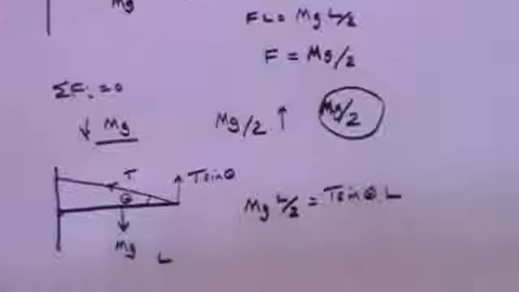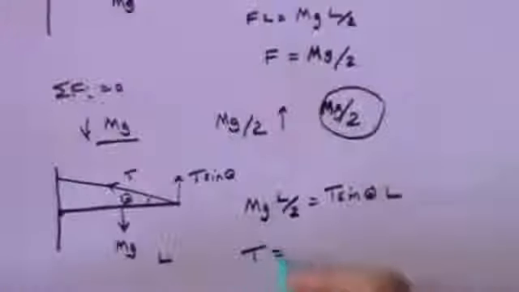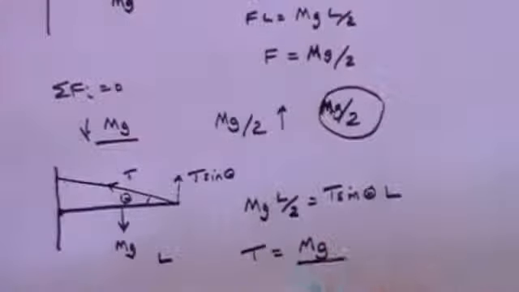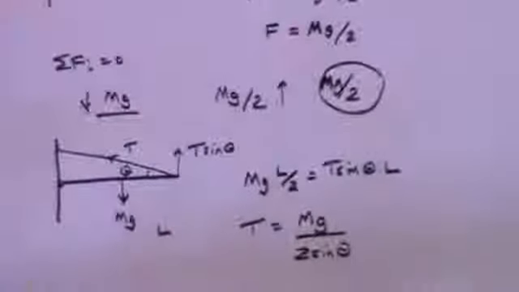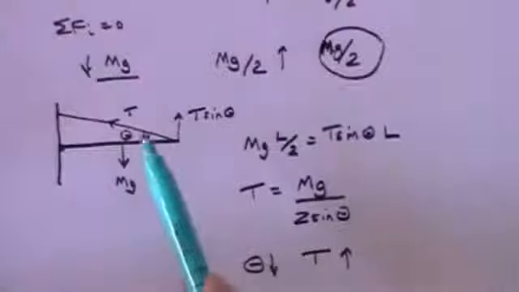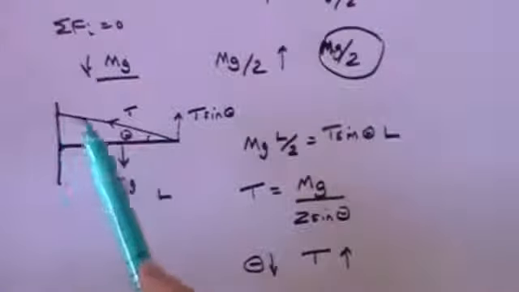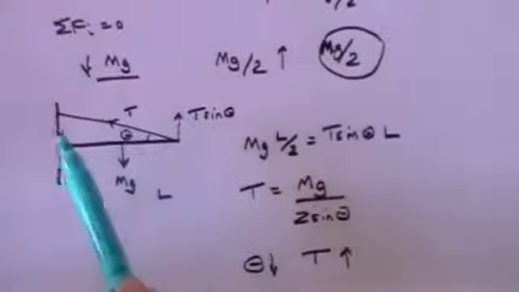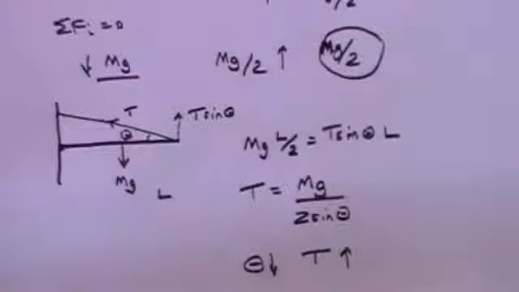If you reduce that to its basic form, you find that T is equal to the mass of the rod times g divided by 2 sine theta. And what you can see there is that as theta goes down, T goes up. So as you reduce this angle, the tension in the wire will increase. If you increase the angle, then the tension will reduce.